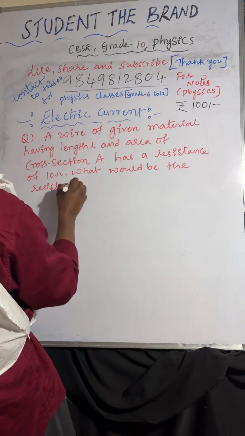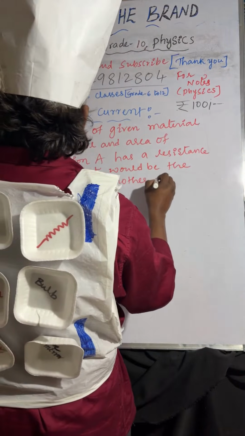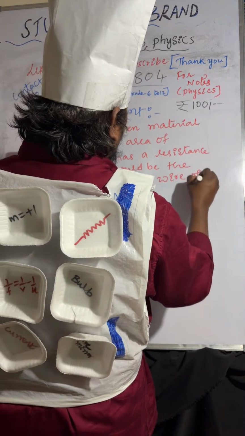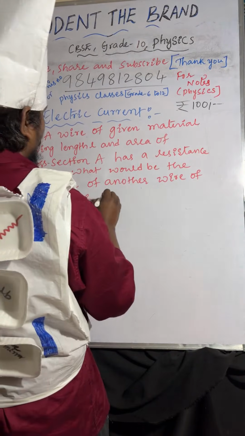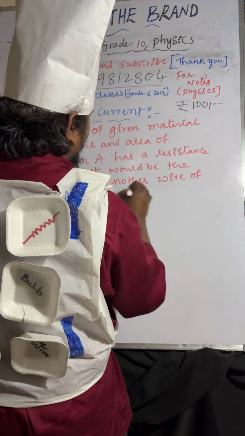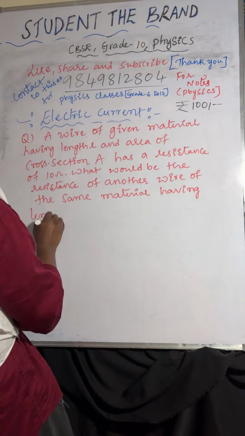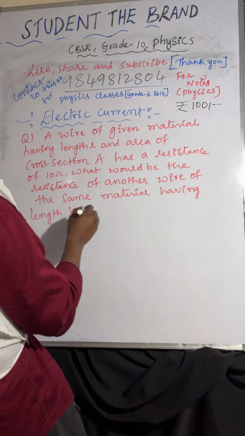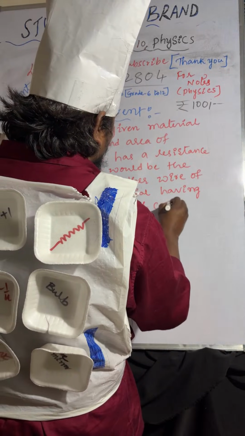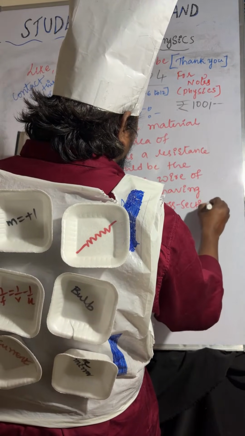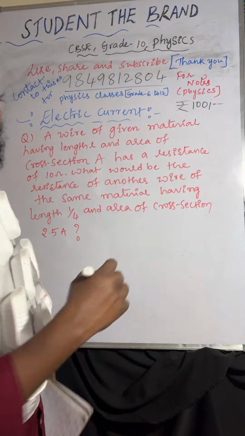resistance of another wire, another wire of the same material, having length 1/4 and area of the cross section 2.5 ampere. Okay, so just check the question.